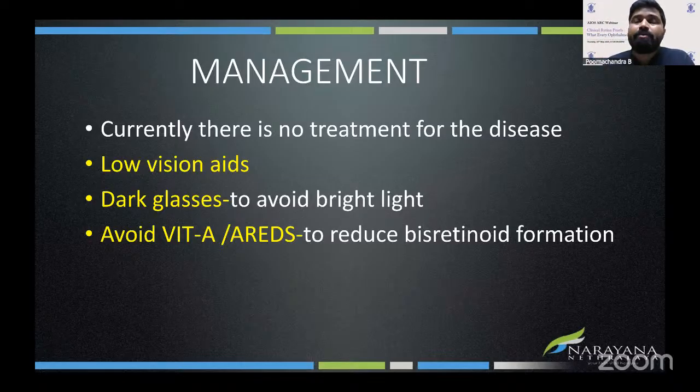In fact, in the diet also, we should advise them. The moment we diagnose them and tell them that there is a problem in the eye, they have a tendency of eating a lot of carrots, fish and all that. That should be avoided in the Stargardt group of disorders.